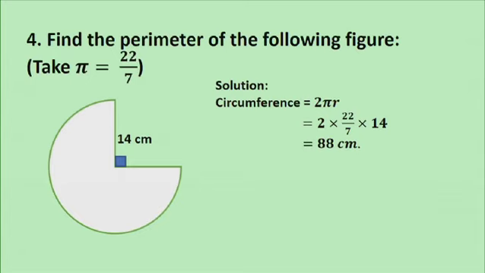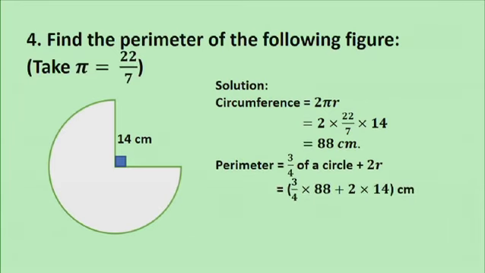Now to calculate the perimeter of the figure. The perimeter is 3/4 of a circle plus 2r. Substituting the values, we get 3/4 multiplied by 88 plus 2 multiplied by 14. Simplifying this, we get 94 centimeters.